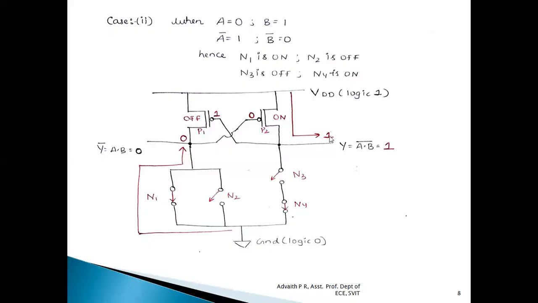The output is 1. This particular logic 1 in turn is connected to the P1 MOSFET gate. So when the P1 MOSFET gate is high, as we already know, when a PMOS transistor's gate input is high, it turns off. So this P1 is completely off. There is no connection established between the source and the drain terminals of P1. Hence, when A is equal to 0 and B is equal to 1, we are getting the AND gate output as 0, whereas the NAND gate output as 1.